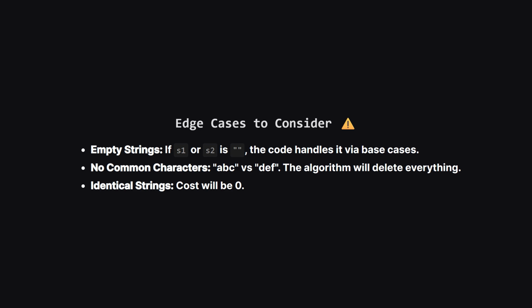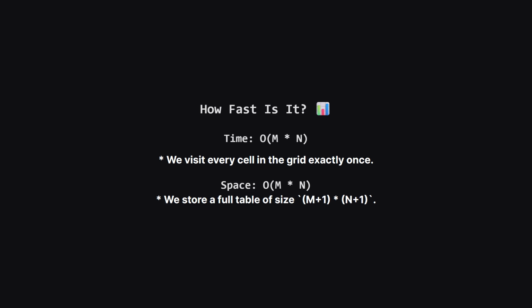It's always good to think about edge cases. What if one string is empty? Our initialization step handled that perfectly. What if the strings have absolutely nothing in common, like A, B, C, and d, e, f? The algorithm will realize that deleting everything is the only option and sum up all the ASCII values. And if the strings are already identical, the code will just walk down the diagonal and return 0, which is exactly what we want. So how efficient is this?